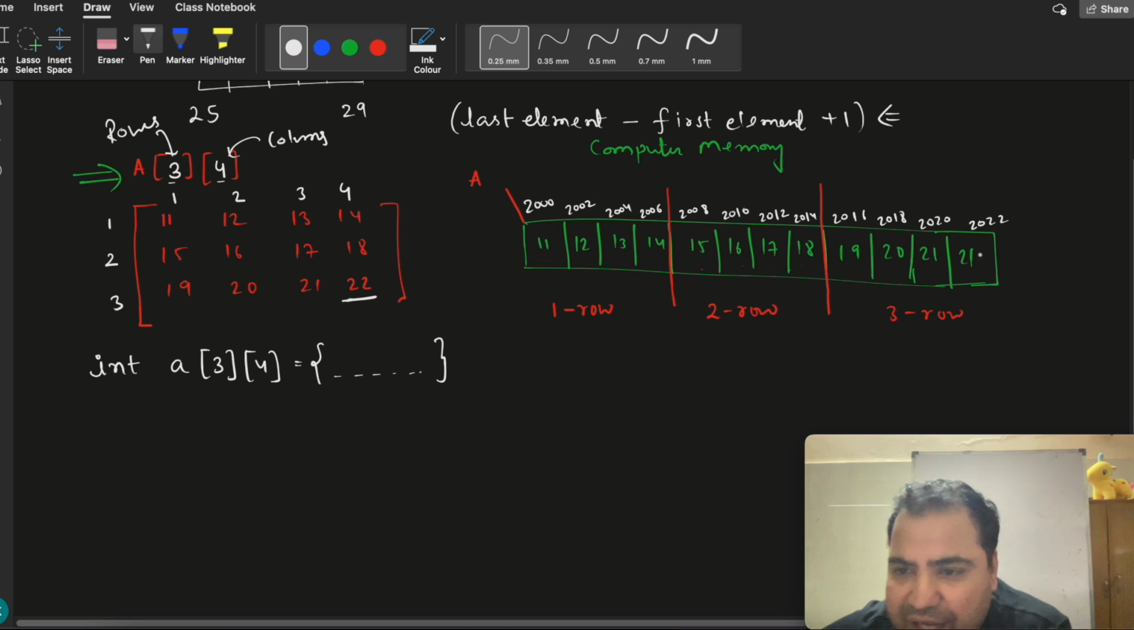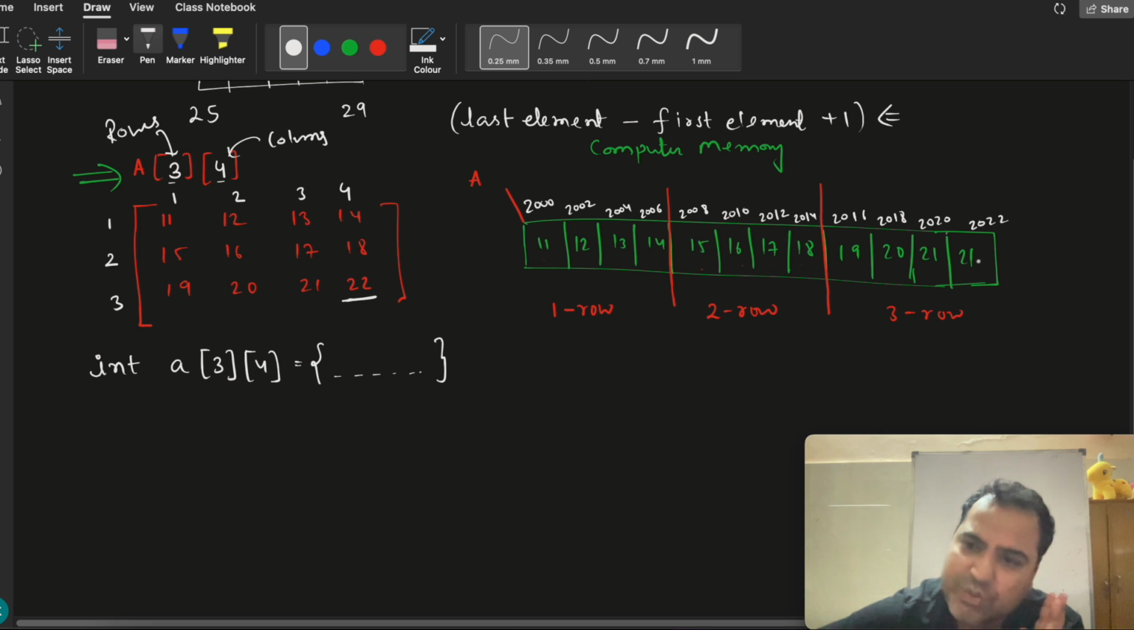So its starting address is 2022, and this array will end at, means the last address will be 2023, right? Because it is of 2 bytes. So the first byte address is 2022, second byte address is 2023. That should be simple, right? Like for element 21, the first byte address is 2020, then the second byte address is 2021, right? Okay, now this is saying first row, second row, third row, right?